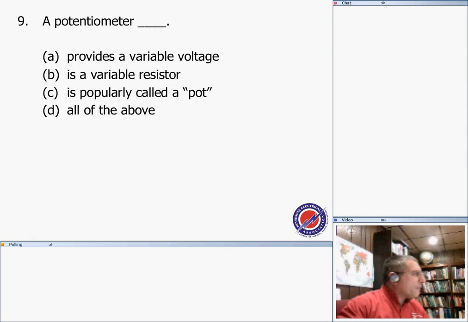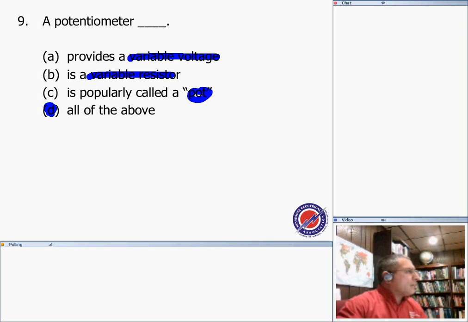Potentiometer, number 9, my friends, as all of the above provide variable voltage. It is a variable resistor, and also called a POT, P-O-T. So the potentiometer is mostly used in electronics to provide multiple levels of voltage.